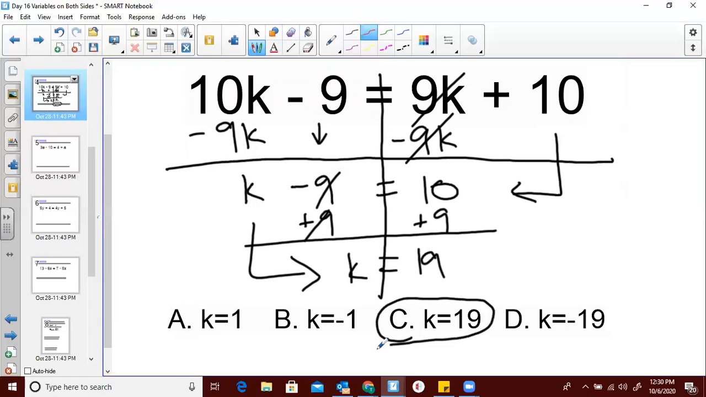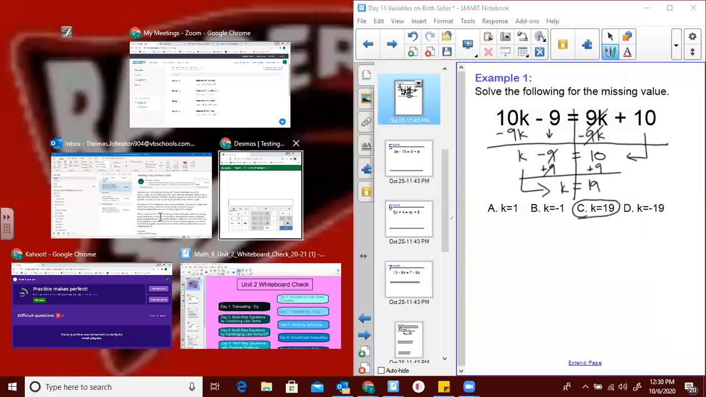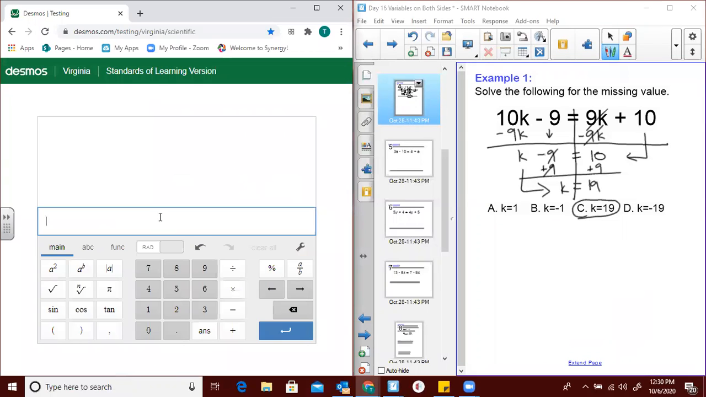All right, so let me show you on Desmos real quick how we do this. And you'll hear me say this a lot. First step, we're going to write the left-hand side of our equation in Desmos, which is 10k minus 9.